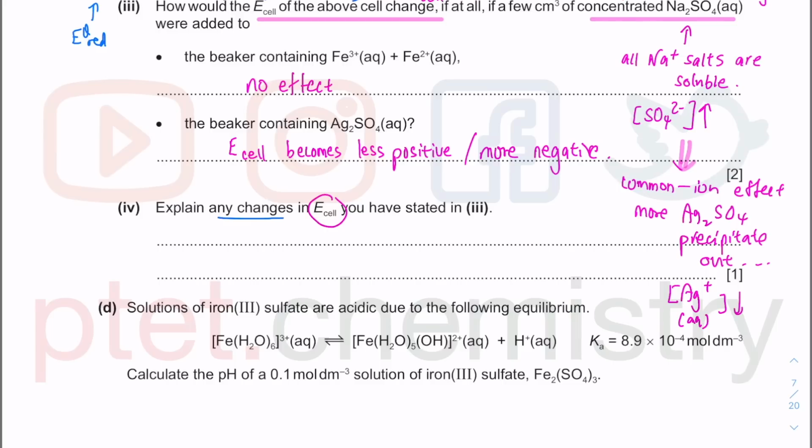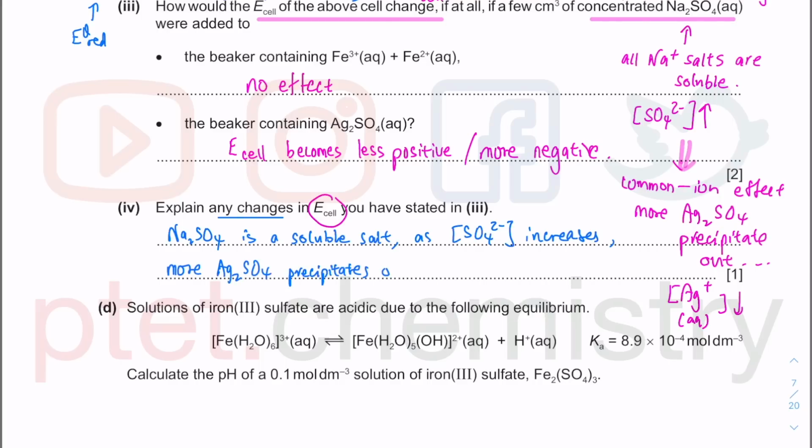Okay, now explain any changes you have stated. They just want any changes. We don't need to talk about the no effect. We need to talk about this thing here. So we can talk about the common ion effect. So Na2SO4 is a soluble salt. As the concentration of sulfate increases, what's going to happen is more Ag2SO4 precipitates out.